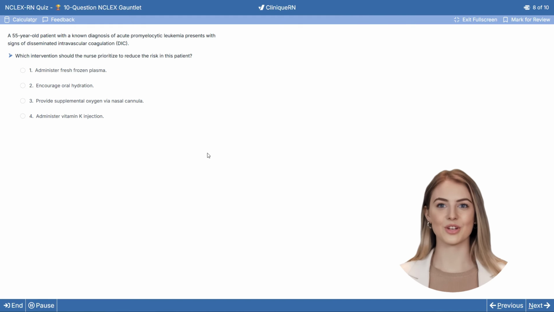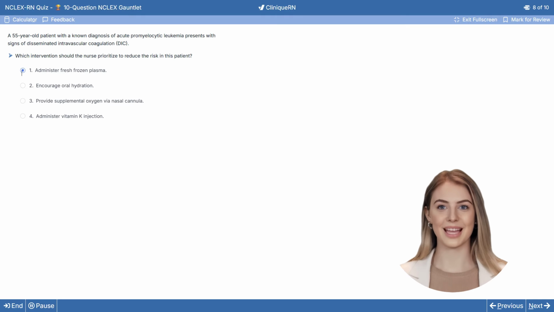1. Administer fresh frozen plasma. 2. Encourage oral hydration. 3. Provide supplemental oxygen. 4. Administer vitamin K. Think it through. What's going to make the biggest difference in disseminated intravascular coagulation? Correct answer: administer fresh frozen plasma.